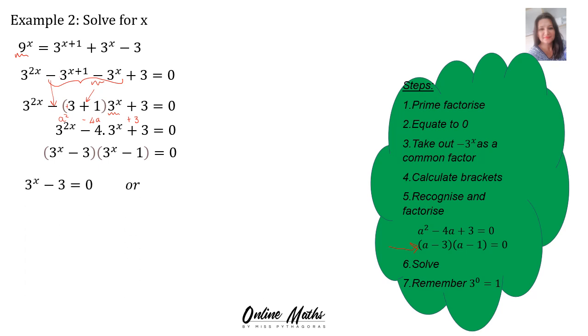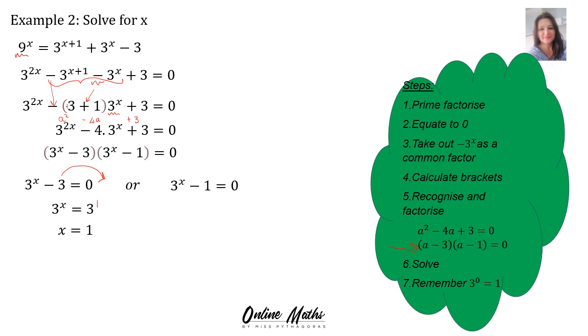So you end with 3 to the x minus 3 is 0, or 3 to the x minus 1 is 0. And then on the left, you take the minus 3 to the right-hand side, and it becomes 3 to the x is equal to 3. And remember, if there's no exponent written, there's an invisible 1. And then bases are the same, therefore x is equal to 1.